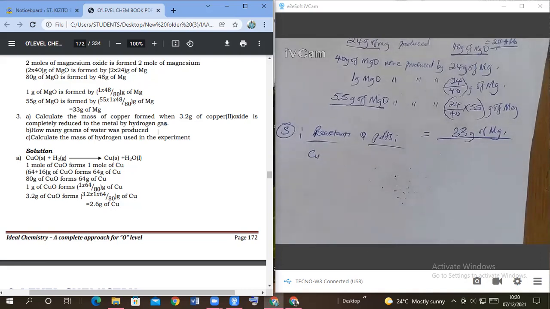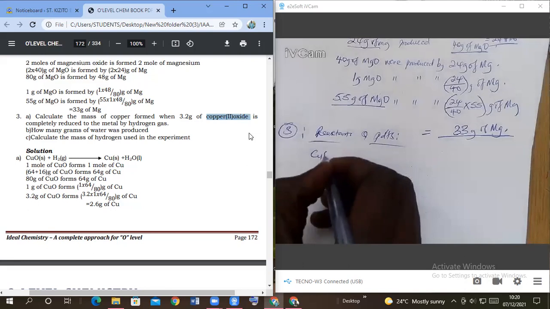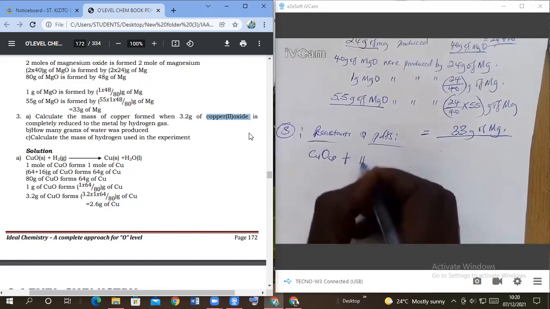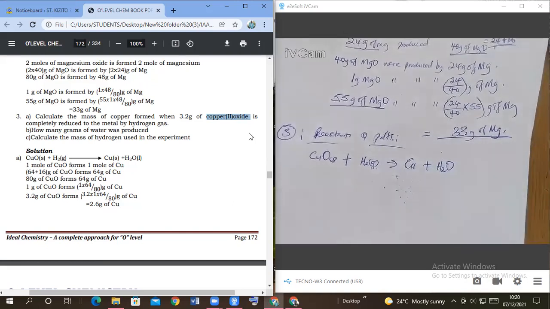If you read this question very well, do you think there is a reduction reaction and oxidation? We look at all those types of questions. Let's take an example here. They want a mass of copper formed. That means there is something that reacted and was reduced to copper. So here we have copper oxide, which is a solid, that was reduced by hydrogen gas. So it was reacting with hydrogen gas to give us copper metal plus water.